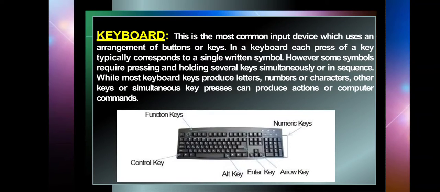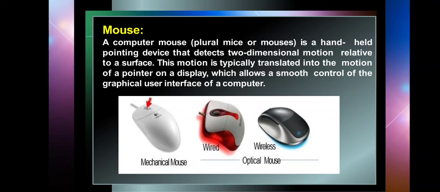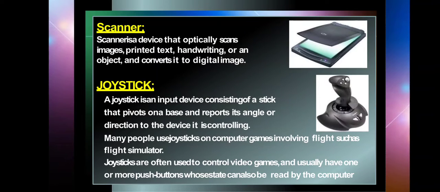So this is a keyboard, and we must have seen that it has numeric keys, function keys, control keys, alt keys, enter key, arrow keys. And this is a mouse. We have a wired mouse also. Nowadays we are using a wireless mouse. We have a mechanical mouse, and optical mice we are using. And the mouse is basically an input device. Now scanner, like in the picture on the right hand side, we have a scanner and it scans our documents. Joystick is an input device and it has a stick.